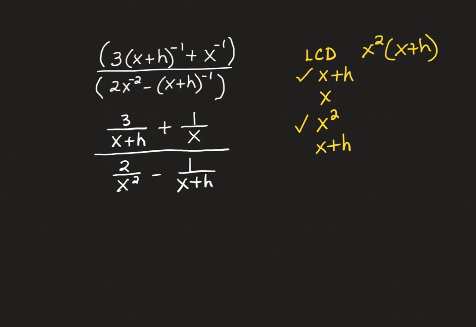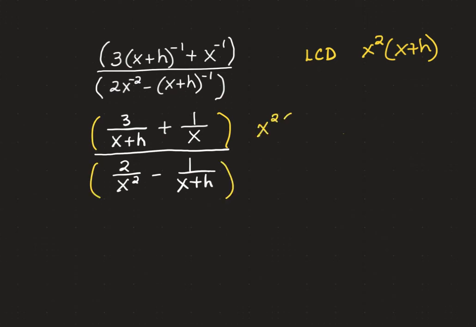So next, I will need to take that least common denominator and multiply it by every term in my numerator and in my denominator. Okay, I was trying to do this quickly, but I just cannot resist. The reason we can multiply each of these terms by the least common denominator is because it is just like taking the entire numerator and multiplying it by x squared times x plus h, and the entire denominator by x squared times x plus h.